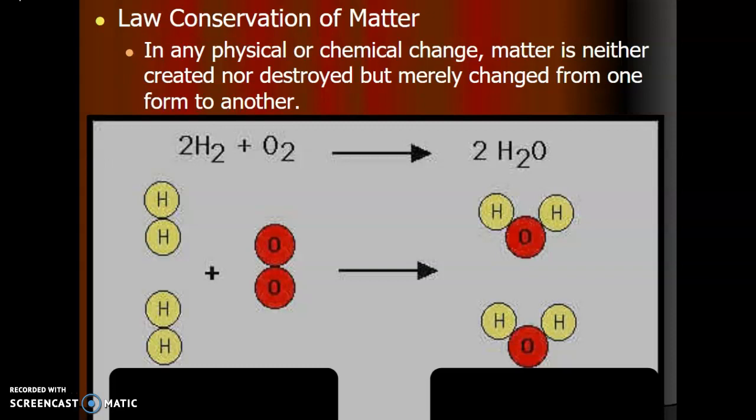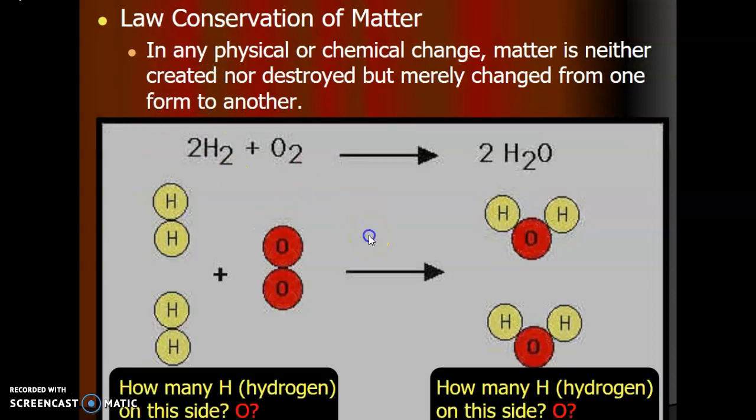If we're thinking back, the law of conservation of matter says that in any physical or chemical change, matter is neither created nor destroyed, but merely changed from one form to another. So we can see that with this chemical reaction here. We've started out with two pairs of hydrogen atoms, and we've combined that with an oxygen molecule that has two oxygen atoms in it, and that was put together to create two H2O molecules, which each would have two hydrogen atoms and one oxygen.